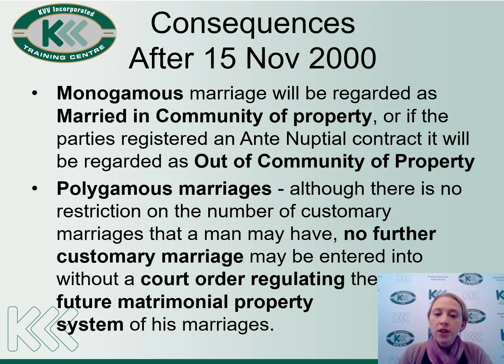Although there is no restriction on the number of customary marriages that a man may have, no further customary marriage may be entered into without a court order regulating the future matrimonial property system of his marriage. In other words, if a man wants to take a second, a third, or a fourth wife, then every time before he marries this person, he needs to approach the court and get a court order to confirm the matrimonial property system for the future marriage.